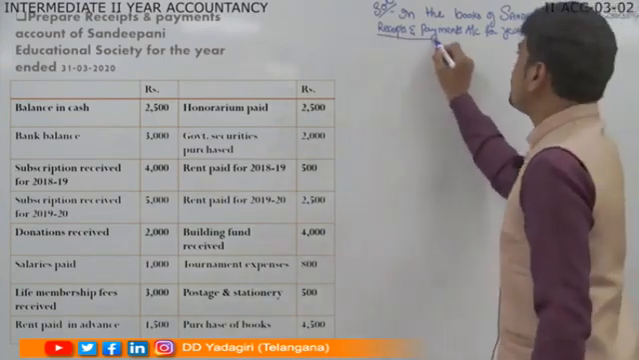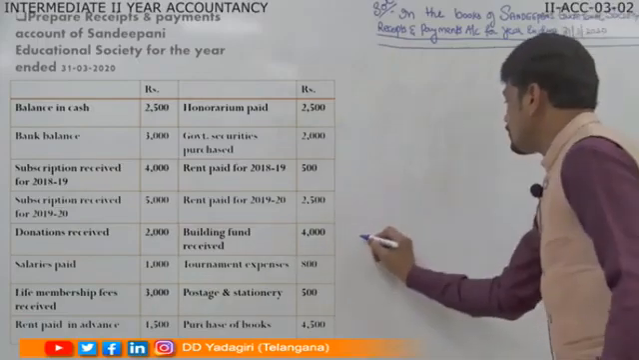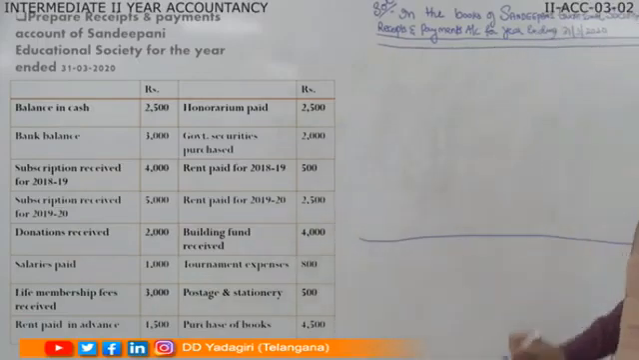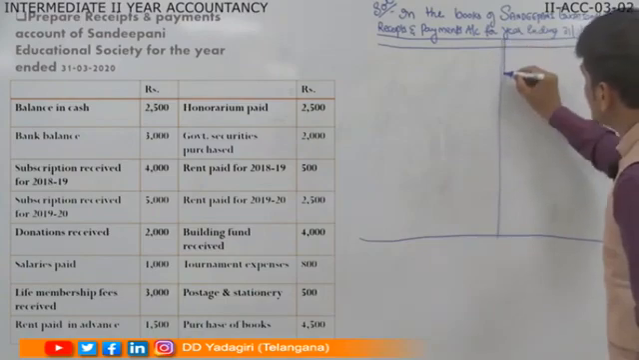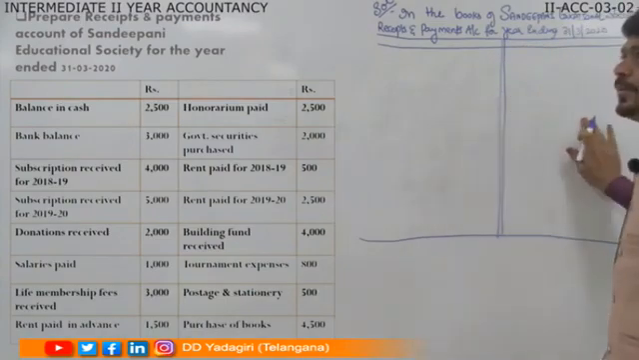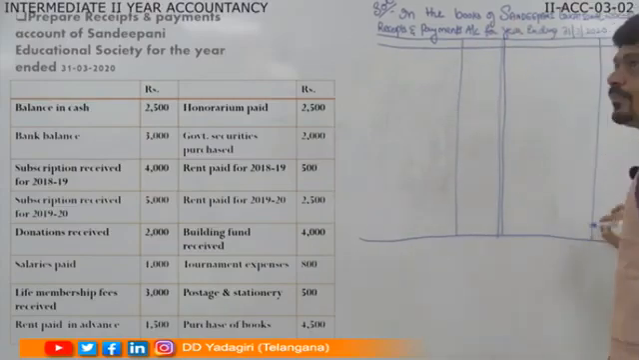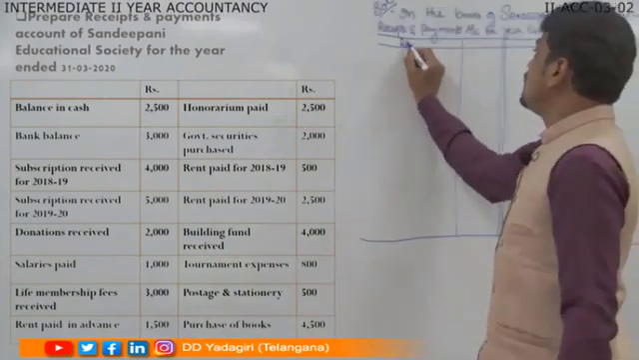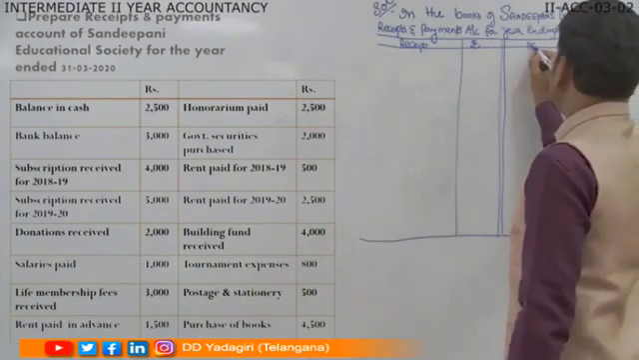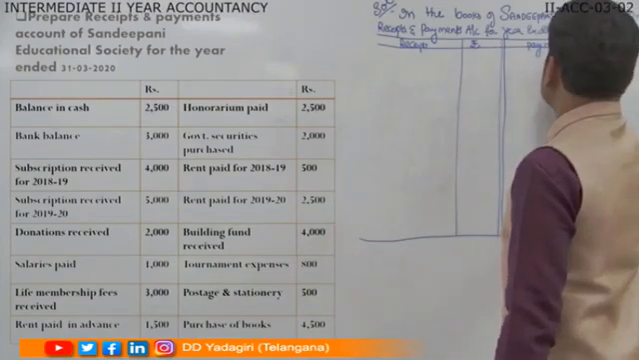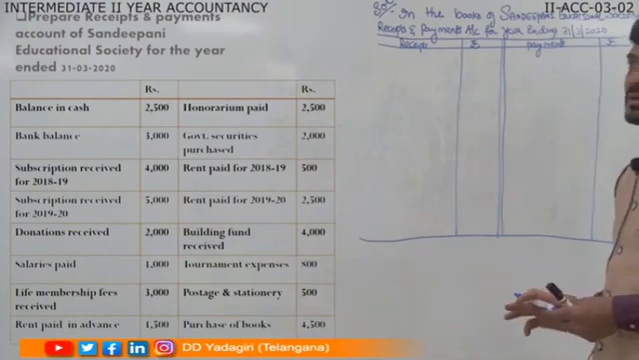Now we are drafting. As usual, the drafting for about 7-8 lines. Then dividing the page into two parts: receipt side, payment side, amount column and amount column. As usual, here we'll write receipts, rupees. Here we'll write payments and rupees. I'll be happy if you can do the problem along with me.